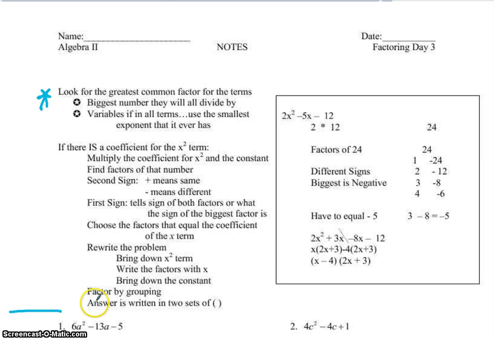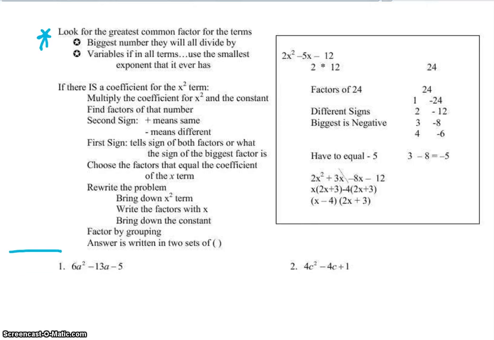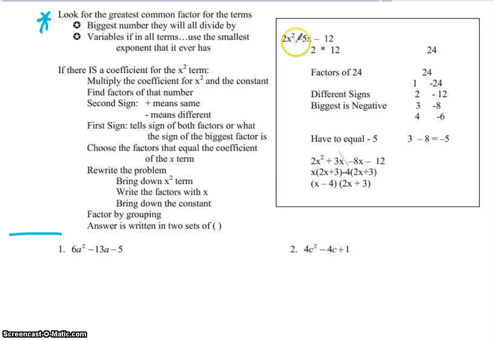If there is anything that all 3 terms have in common, you need to pull it out. It will make life much easier in the long run, give you smaller numbers to work with, etc. But if there's nothing in common, and there is a coefficient in front of x squared, things are going to work a little bit different.